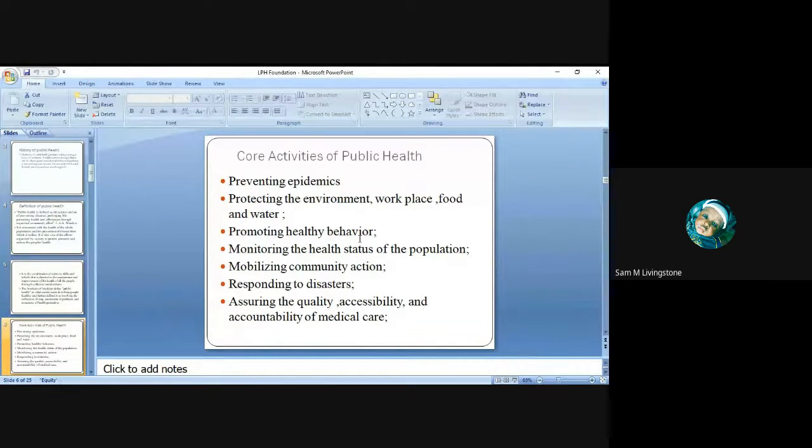Mobilizing community action. In mobilizing community action, you see the youth and the adults in the community gathering up to carry on cleaning up campaigns, school clubs cleaning their campuses.